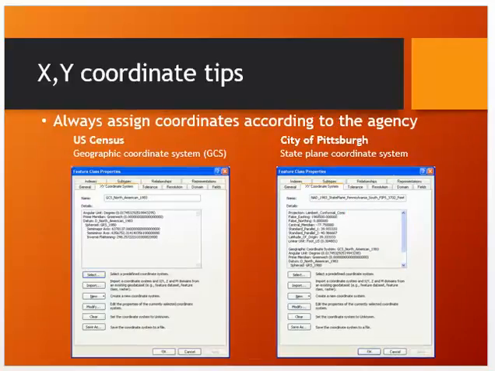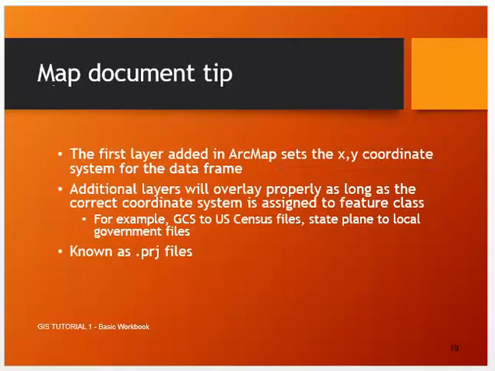So depending on where you get your data will determine the coordinate system. The Census Bureau always uses GCS, or latitude longitude. Like we said, local governments tend to use the state plane system. Other data providers may use the UTM coordinate system. So check with the data provider, check with the data source, and that will help determine how you deal with it.